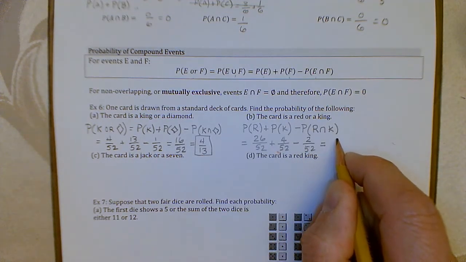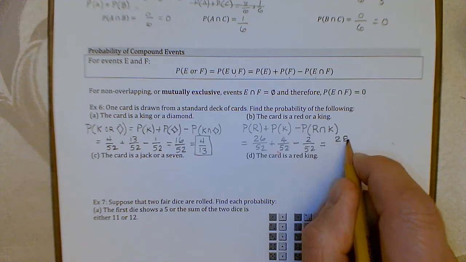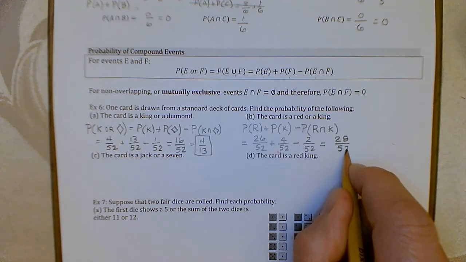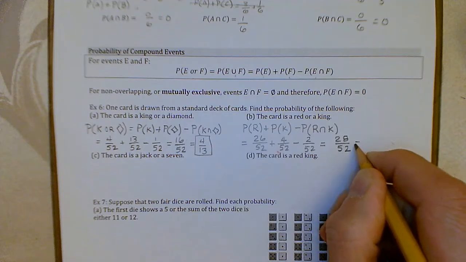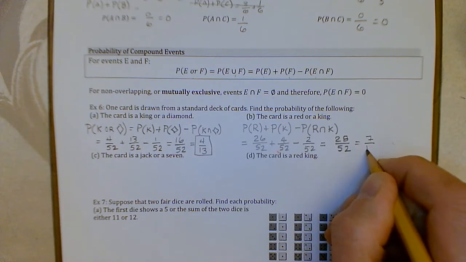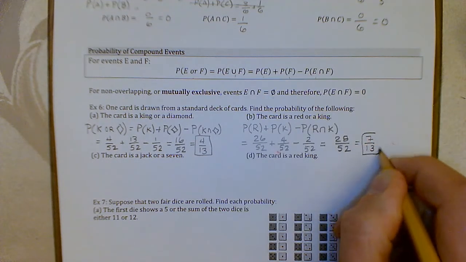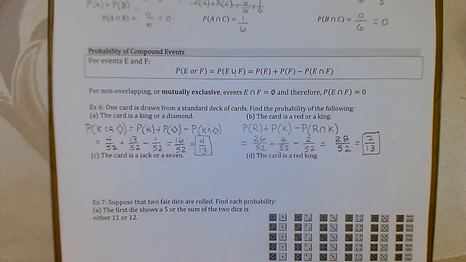And so combining all that, we get 28 out of 52. And of course, that reduces to 7 out of 13. So the probability of getting a red or a king is 7/13. All right, let's look at C.